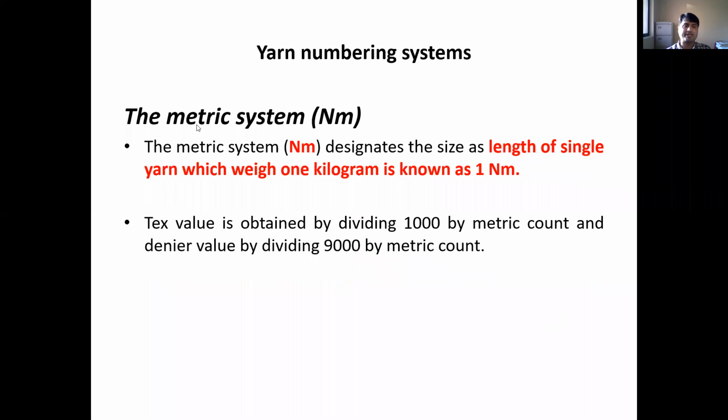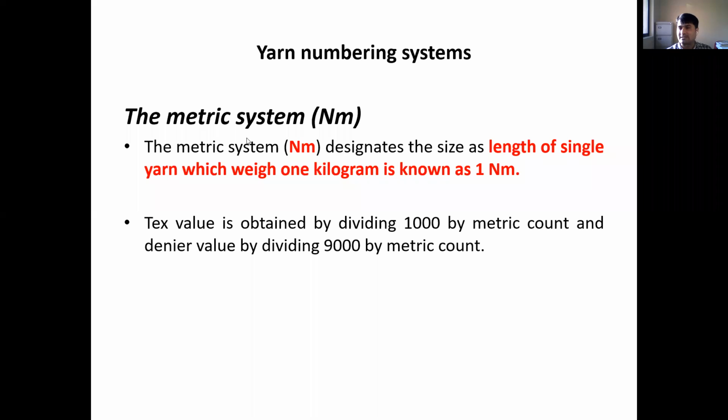So what are the indirect systems? A metric system is there. Generally we express it as capital N or small m. So this is the metric system. Here the length of single yarn which weighs 1 kilogram is known as 1 capital NM. That is one metric system. One metric we can say. Here tex value can be obtained by dividing by 1000.